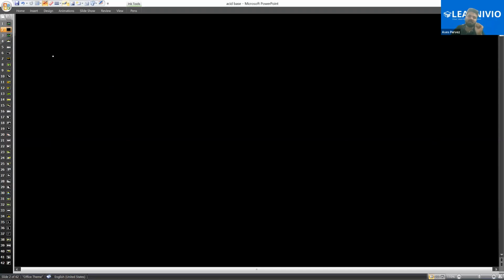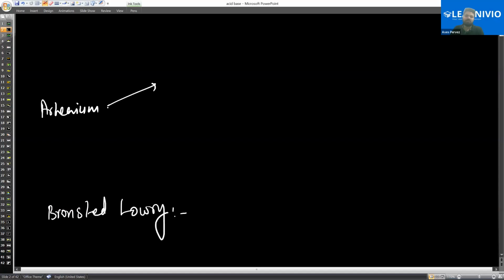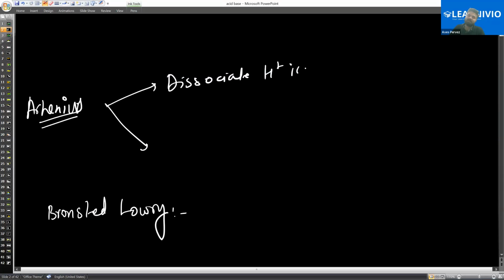There are two scientists, one is Arrhenius and another one is Bronsted-Lowry. They give different definitions for acids. According to Arrhenius, acids are those substances that dissociate H plus ions in aqueous solution.